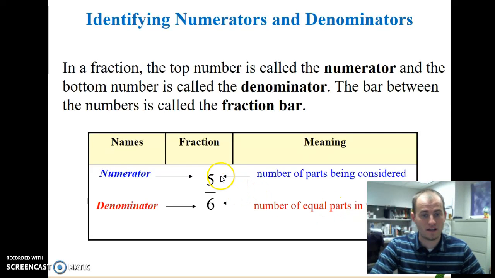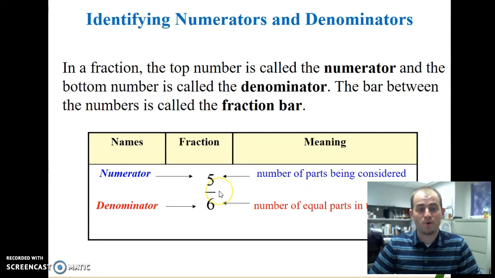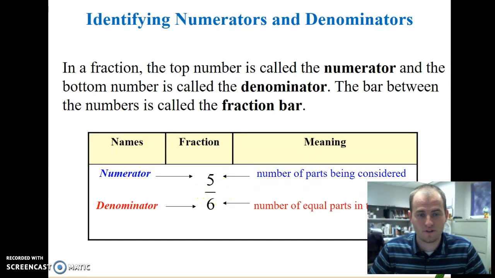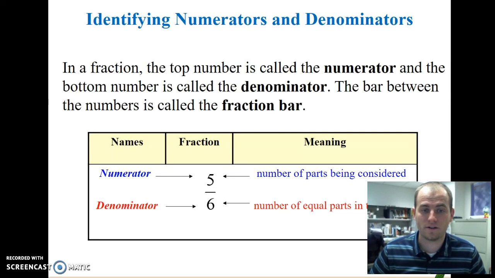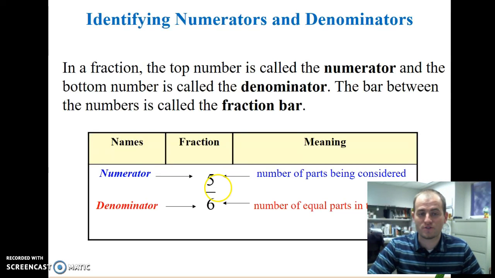Okay, so every fraction has a numerator and a denominator with a fraction bar in between it, and it's important to remember all that means is division. All we're doing is division. You know how to do division as we did it in Unit 1 and in Unit 2. So let's just think of it as division.